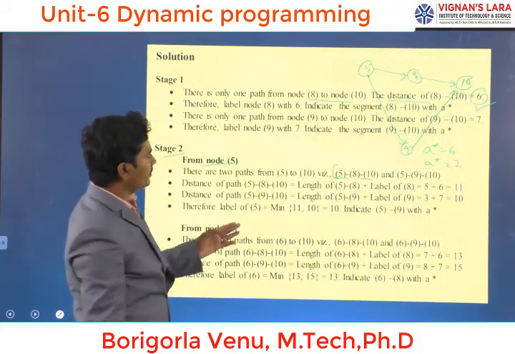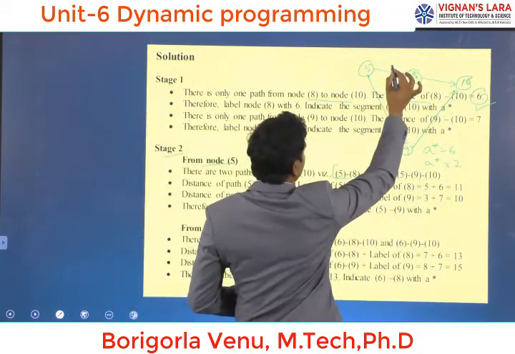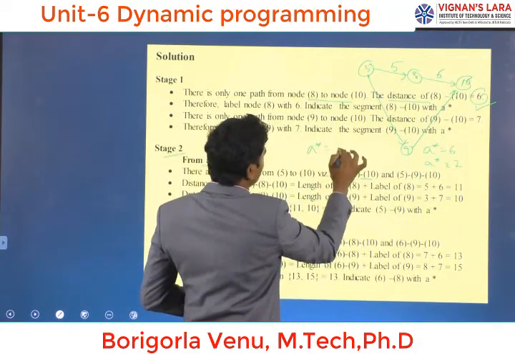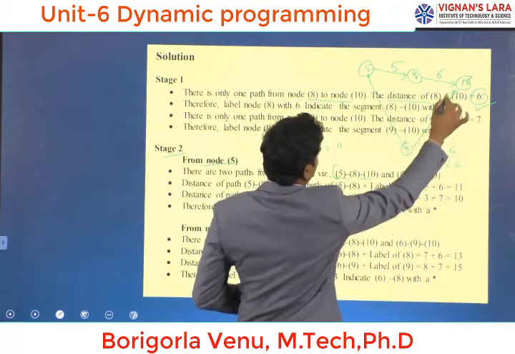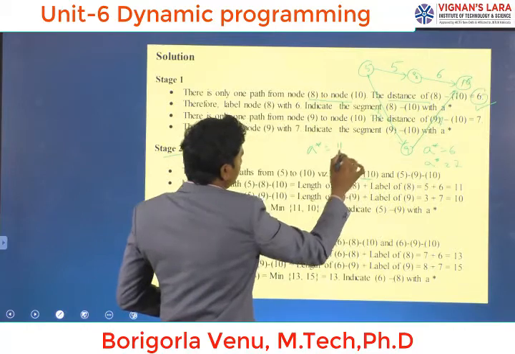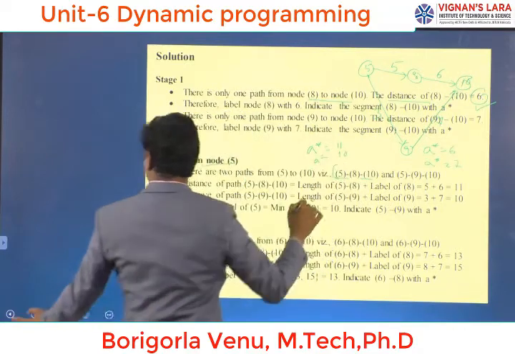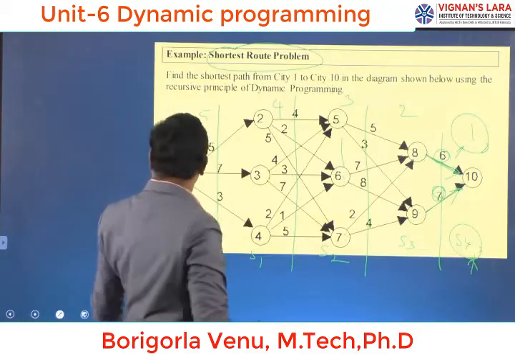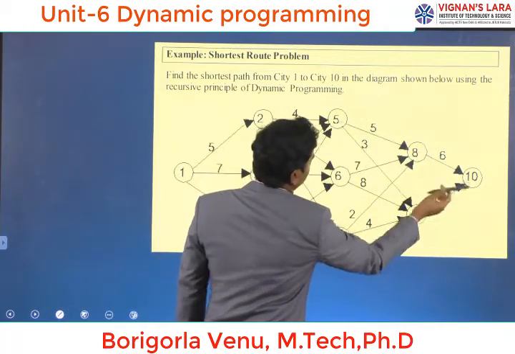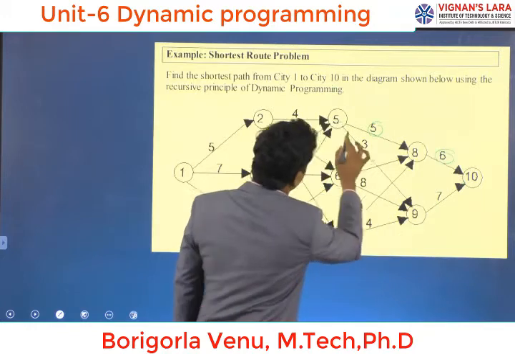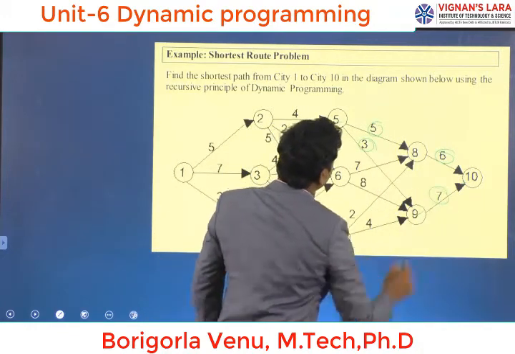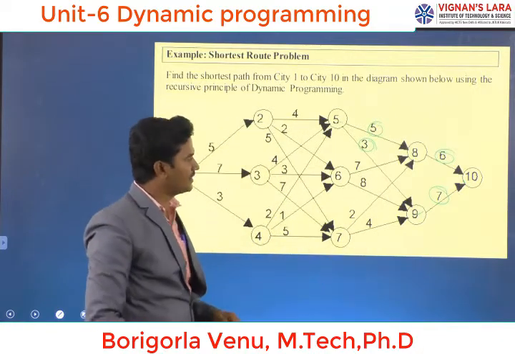Here the value is 5, and 6. So total is 11, and here 5 to 9, 9 to 10, the value is 3 and 7. 3 plus 7, 10. Here we calculated these values. Here 5 to 8, 8 to 10, 5 plus 6, and same 5 to 9, 9 to 10, 3, 7, 10. From these two routes, which route is the best one?